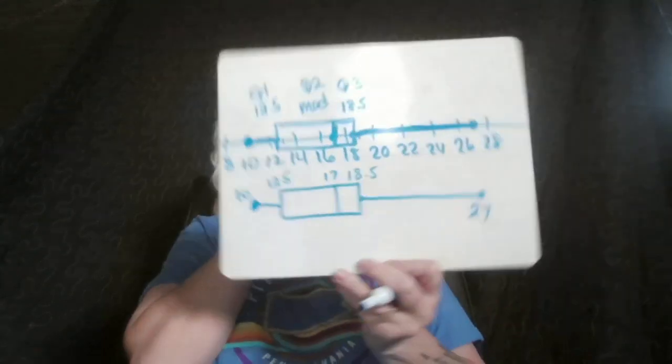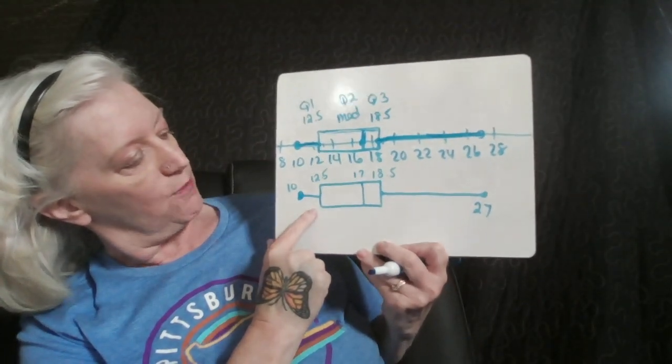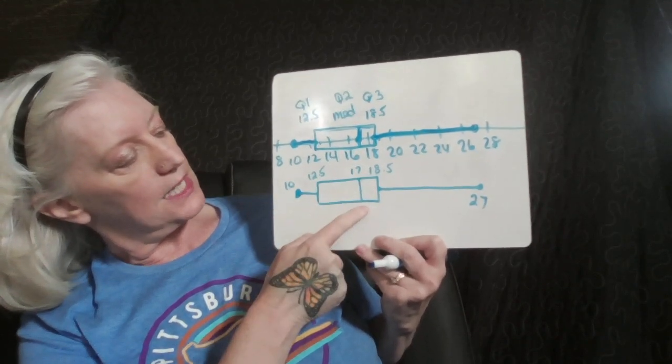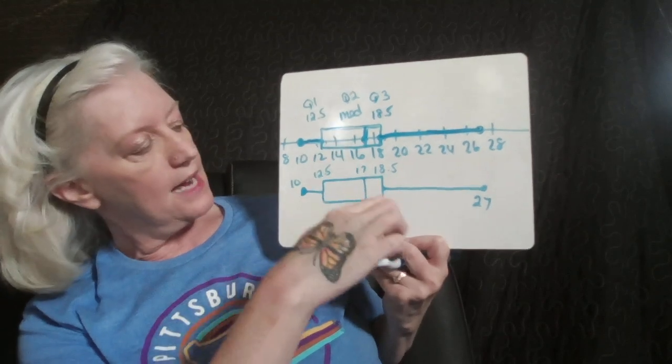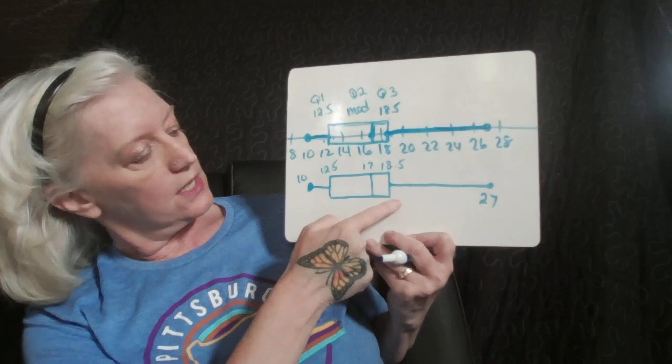Okay. I'm taking it off of the number line so that you can see it a little bit better because it was a tad messy. It looks like this. Box and whisker. When we look at this, 25% of the data is between 10 and 12.5, 25% of the data is between 12.5 and 17, 25% of the data is between 17 and 18.5, and the last 25% is between 18.5 and 27. This is a hinge, this is a hinge.